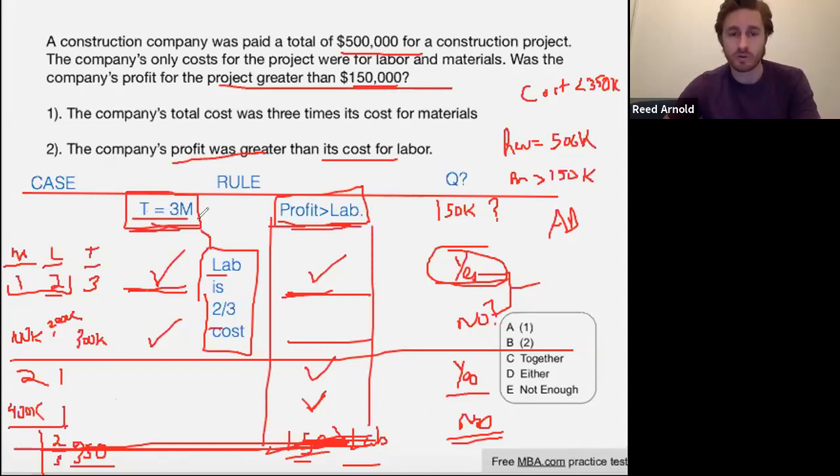These are your worlds. The animal P is a bear. Don't worry about not bears. If it's not a bear, you have to throw that case out. If the profit is not more than the labor, you have to throw that case out. Figure out what the bears are and see if that's enough to answer the question that is asked. That's all testing cases is.